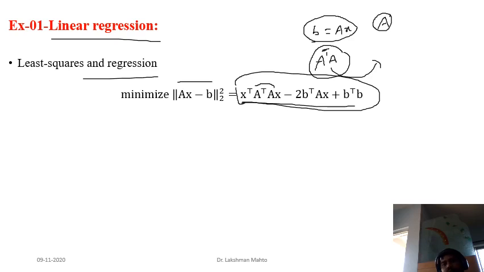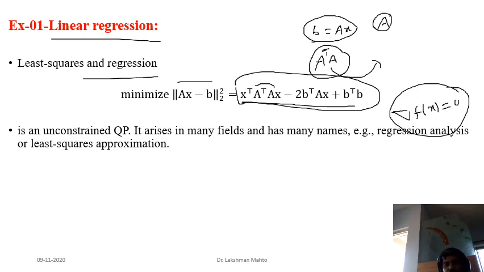So easily this problem will have an optimal solution. And what would be the optimality condition? Just find the gradient of this objective function and equate it to 0, because this problem is an unconstrained problem. That will give you the optimal point. So you have to solve this linear equation.